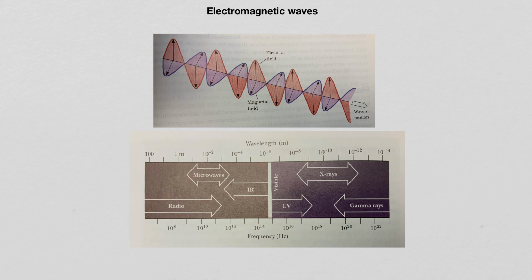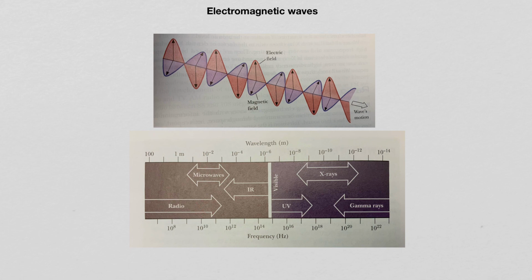Starting with the highest frequency, we have gamma rays. Then we have X-rays. After X-rays, we have UV. The visible range of electromagnetic radiation is shown with this white strip right here. Then after that, we have infrared, we have microwaves, and then finally we have radio waves.